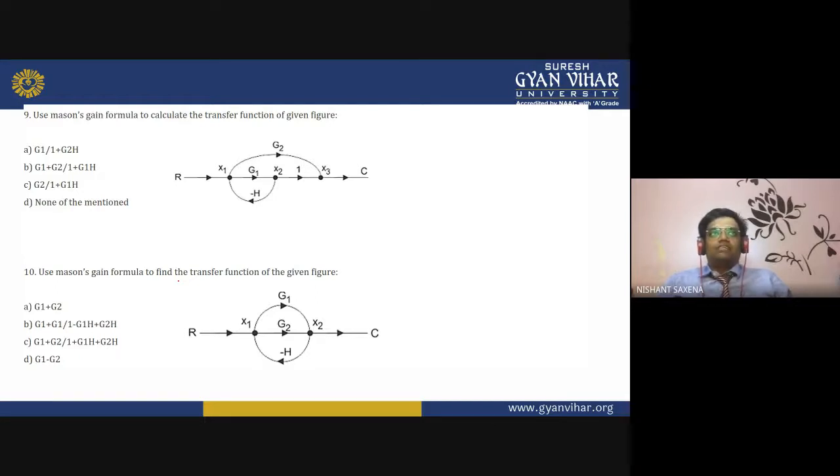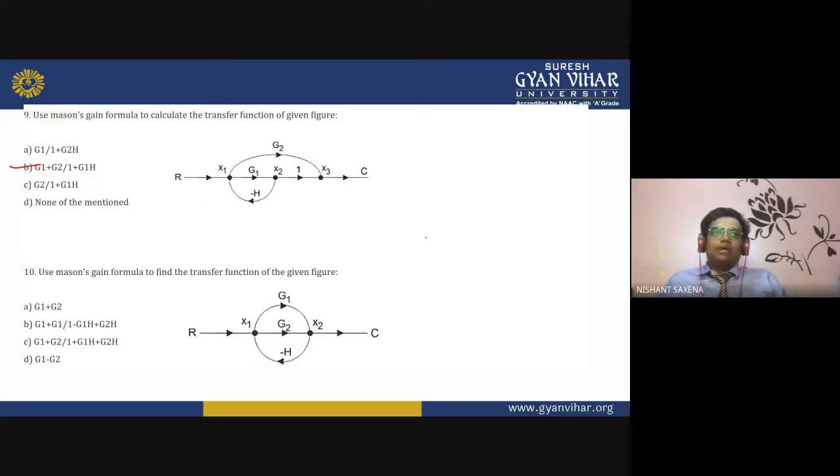The answer: just by looking at the diagram, you can see how many forward paths there are. G1, and the next would be G1 plus G2. And 1 upon the feedback path is 1. So it will be option B. Option B is the correct answer.